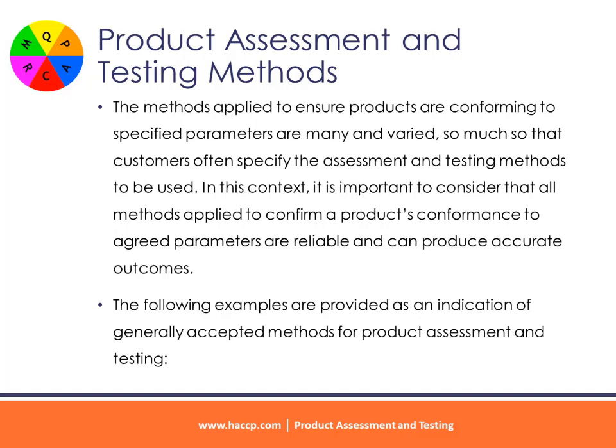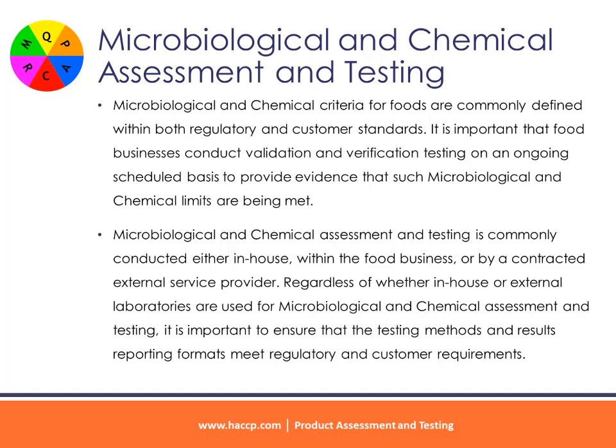Product assessment and testing methods. The methods applied to ensure products are conforming to specified parameters are many and varied, so much so that customers often specify the assessment and testing methods to be used. In this context, it is important to consider that all methods applied to confirm a product's conformance to agreed parameters are reliable and can produce accurate outcomes. The following examples are provided as an indication of generally accepted methods for product assessment and testing. Microbiological and chemical assessment and testing.